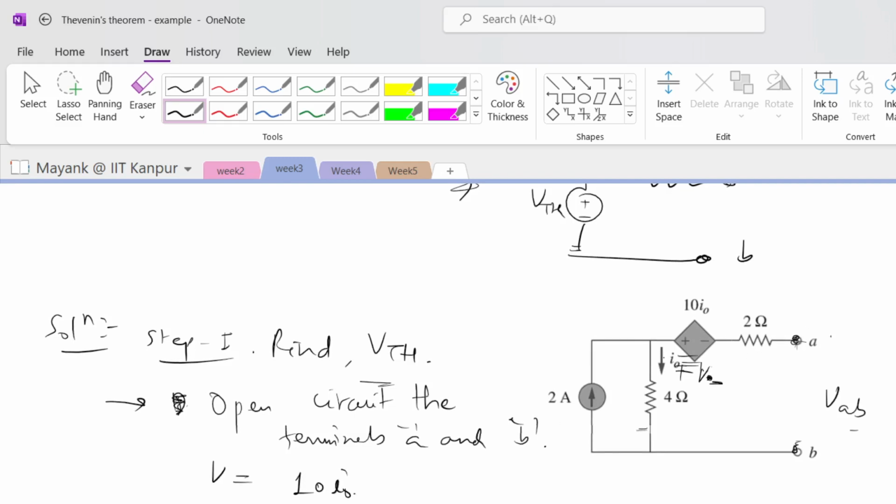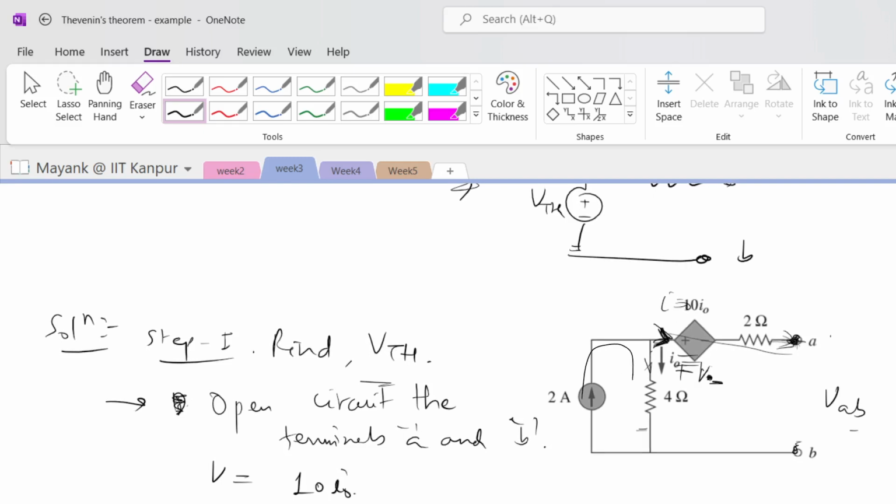So what is the current that is going to flow in this branch, in this particular 4 ohm resistance, in this particular scenario? Can any current flow in this particular branch? You can see that this particular branch is open circuited here. So if any current is going to flow here, there is no path for it to flow, right? So this current here is 0, fine.